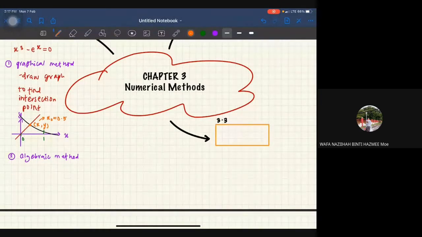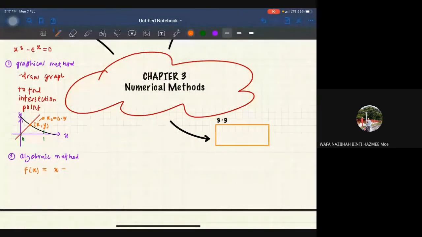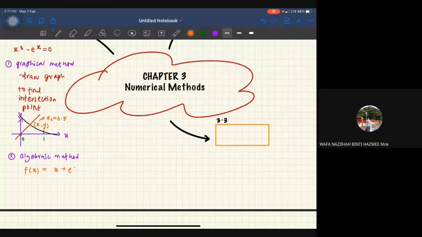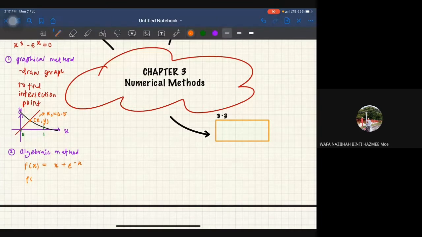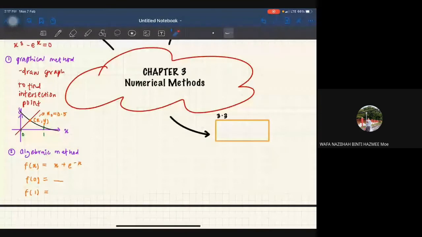Okay, so kita ada f(x) equal to, let's say contohlah, x square plus e negative x contohnya. Okay, so awak akan masukkan nilai f(0), awak dapat berapa, and awak akan masukkan nilai f(1). Okay, so f(0) sini and then 1 dekat sini. Okay, so kita akan dapat nilai berapa kat sini.